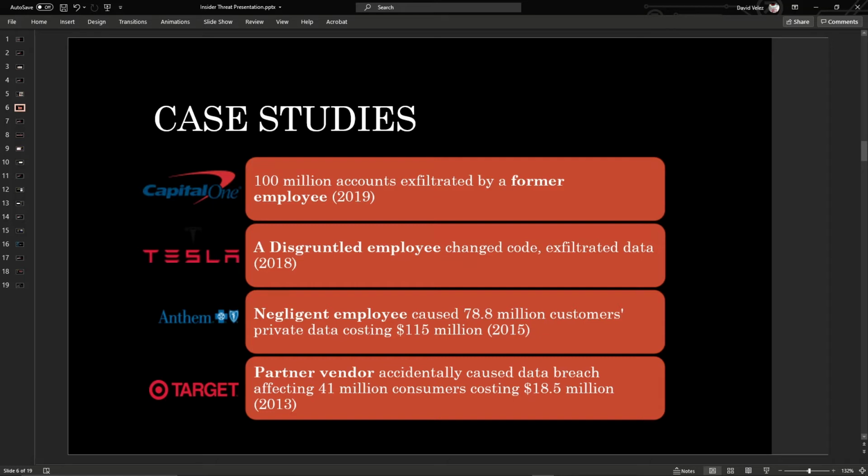Anthem, Blue Cross, and Blue Shield had a negligent employee cause the leakage of 78.8 million individuals' personally identifiable information. Lastly, Target had a partner vendor accidentally cause a data breach that ended up costing the company $18.5 million in damages, which affected 41 million customers. How many customers do you have?